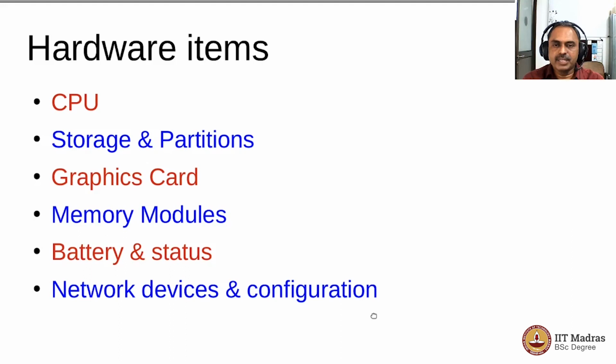So the hardware items that we will be looking at are the following: the CPU, the storage and various partitions that are there, and the graphics card, memory modules, battery and its current status, network devices and the configuration.